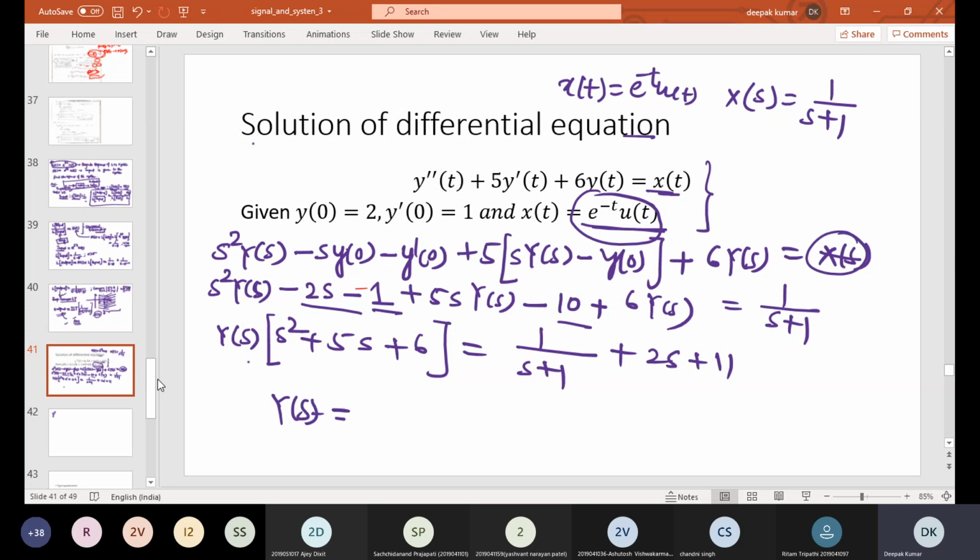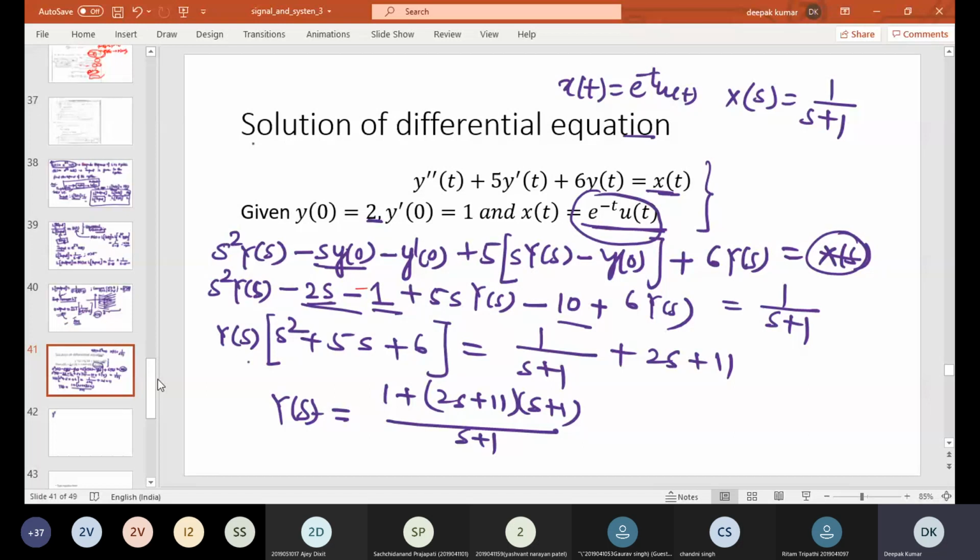Now y of s is equal to 1 plus 2s plus 11 into s plus 1. Sir, 2s will not be there, it will be 2 into 5. Where? This is 2s, right? This is y of 0, y of 0 is equal to 2 given. Yes sir, okay sir. Right? Yes, this is good, divided by s plus 1.